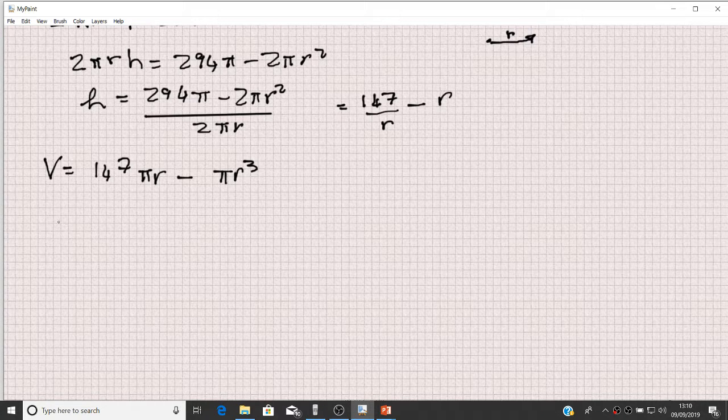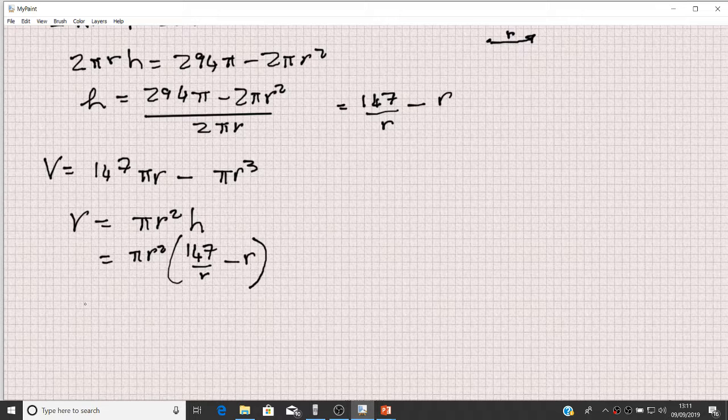So the volume of our cylinder V is given by, back to pi r squared, it's not 2 pi. The formula for volume is pi r squared times h, the height, and we'll sub in the h that we worked out in terms of r. So it's pi r squared, and I'm going to sub in the 147 over r minus r. And I can see already that we will get what we're hoping to get, which is 147 pi times r, because r squared divided by r is r, minus pi r cubed. Okay, so that's part 2. We've shown the volume in terms of r.